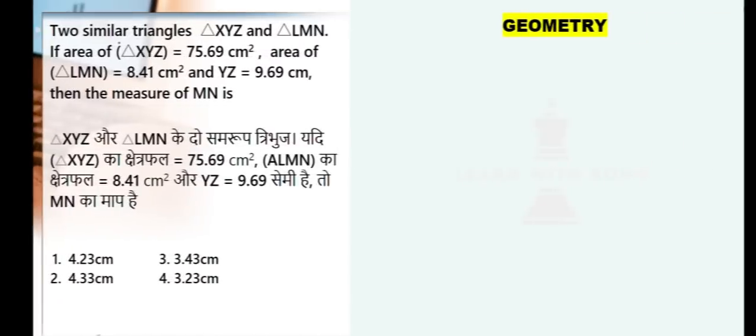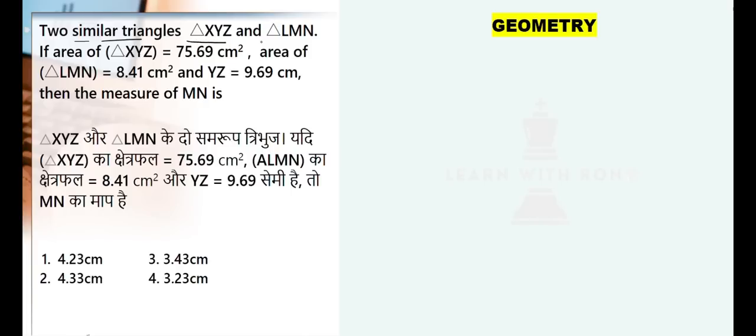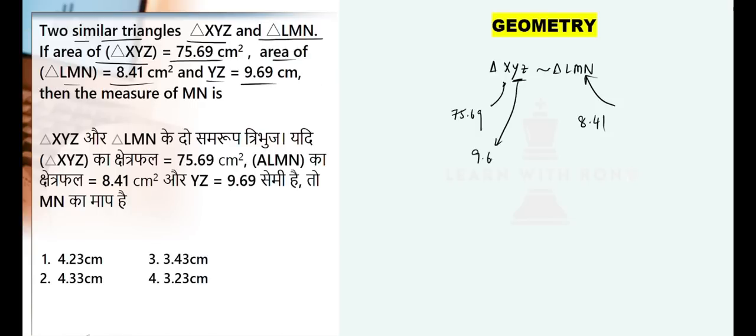Next question. See this one, two similar triangles, triangle XYZ and triangle LMN. Here they have given that triangle XYZ is similar to triangle LMN, and the area of triangle XYZ is 75.69, and the area of triangle LMN is 8.41. Also YZ is 9.69 centimeters, this side length they have given us. They asked us to find MN, this side length.